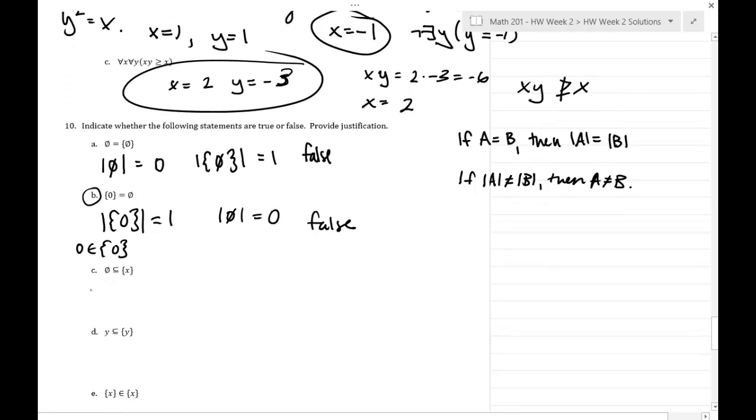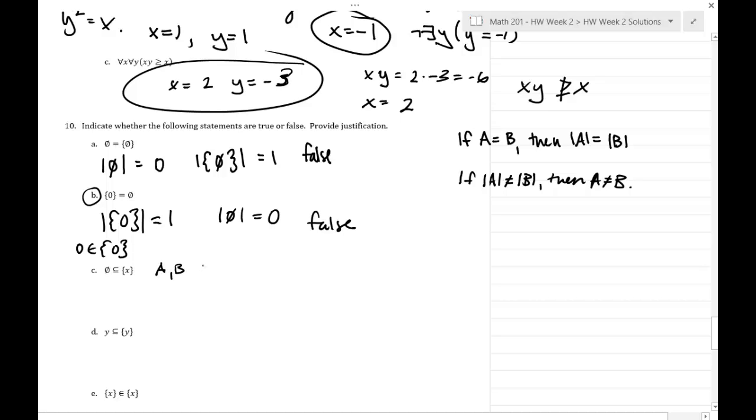Now we're saying the empty set is a subset of the set containing X. And this is true for any set, actually. The empty set is always going to be a subset of the given set. However, let's understand the definition of subsets so that we can prove that this is true.